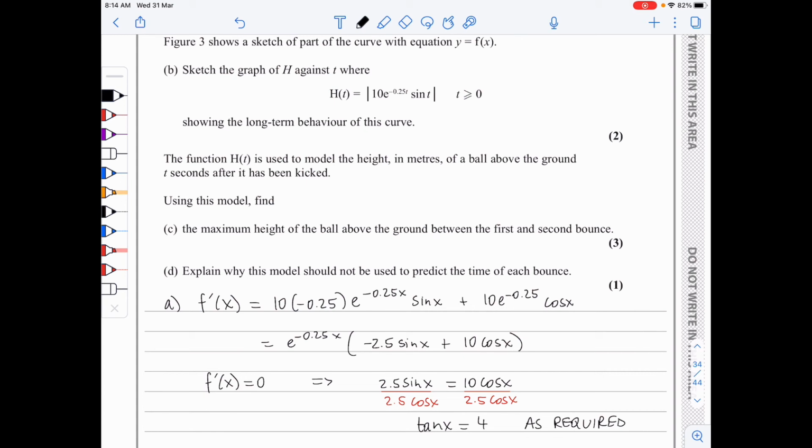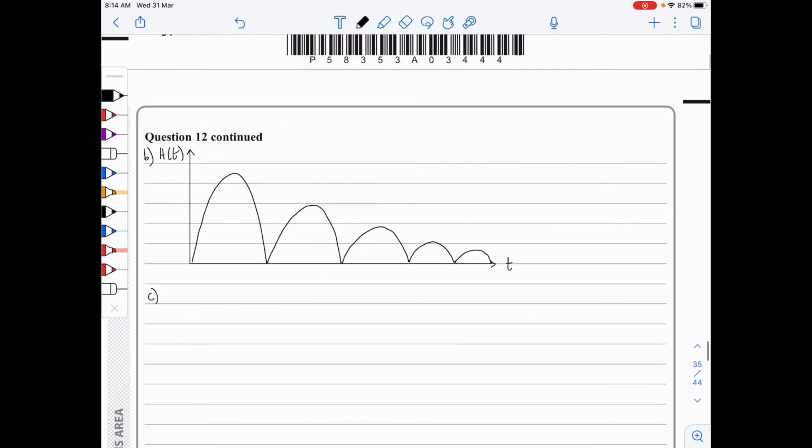in meters of a ball above ground t seconds after being kicked to find the maximum height of the ball between the first and second bounce. So this is the first bounce here, and this is the second bounce. So we've just been asked to find the height here. Now we know that in the original f of x, turning points were satisfying tan of x is 4. So I will be solving tan t is 4, and I will be looking for the second solution.